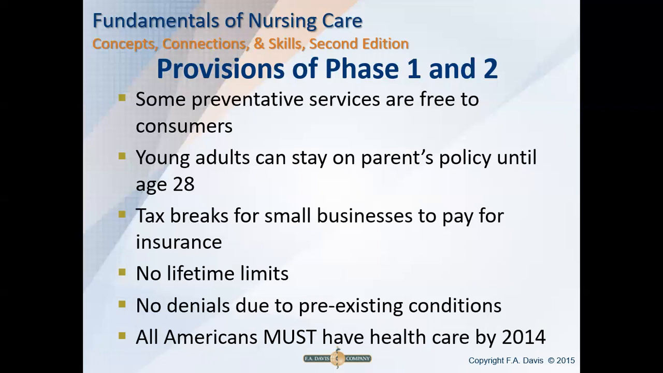So let me read it. Some preventative services are free to consumers. Young adults can stay on the parent's policy until age 26. So it makes it easy. Also tax breaks for small businesses to pay for insurance. No lifetime limit, right? No lifetime limit. And no denial due to pre-existing conditions, and all Americans must have health care by 2014. So we need a new one, right? Because now we are in 2023.